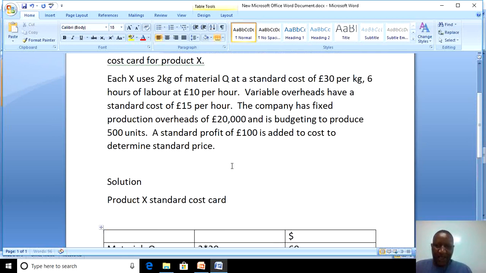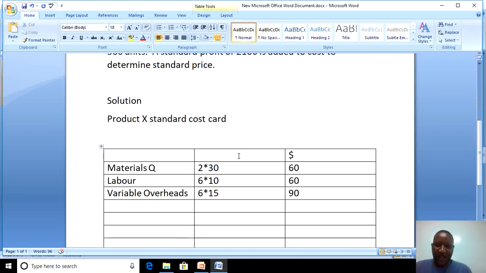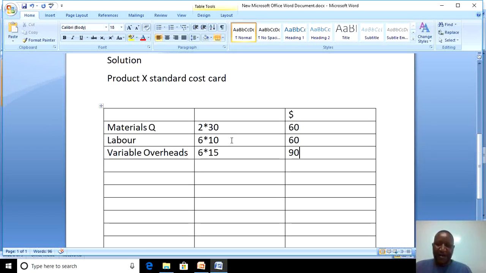So what else are we looking at? We are told that the company has a fixed production overhead and intends to produce 500. Now if you are using marginal costing, you first of all establish the variable costs, subtract from the price. That will give you the contribution, but we are using absorption costing, so we are using the full costing method. The units of a product are costed at full cost, so we will include the fixed overheads.